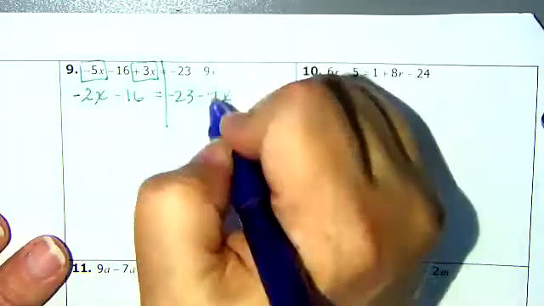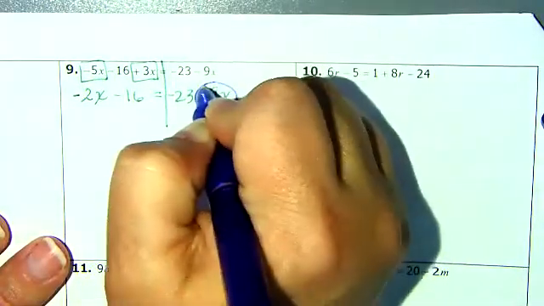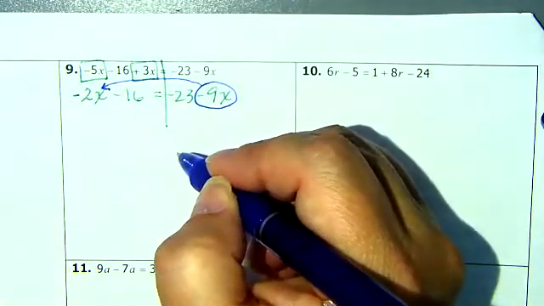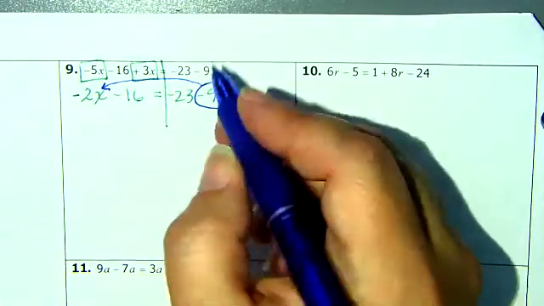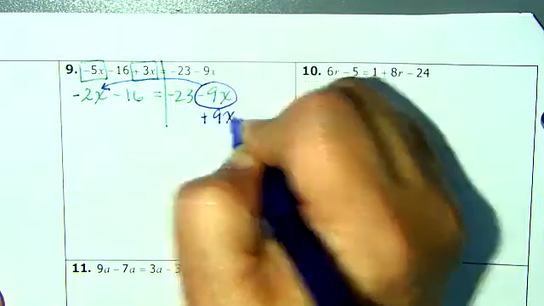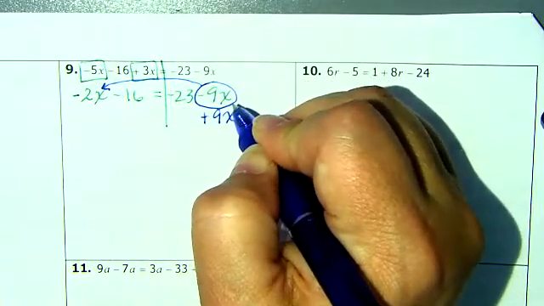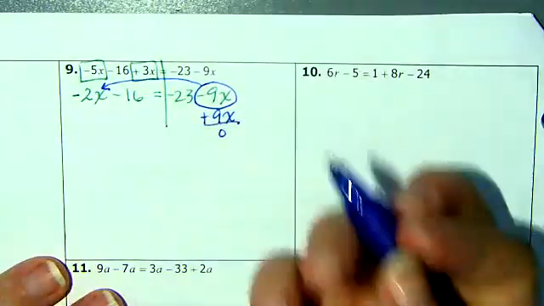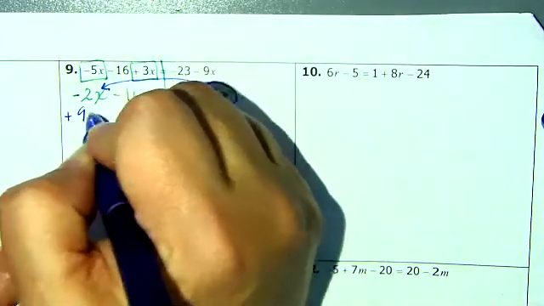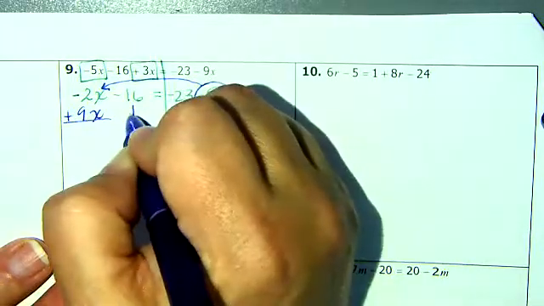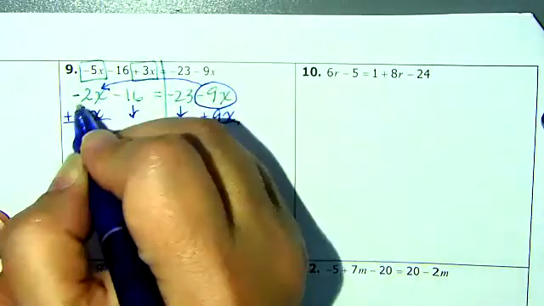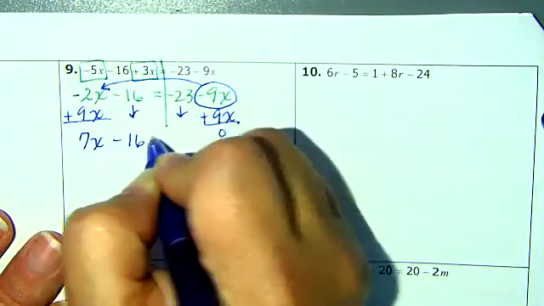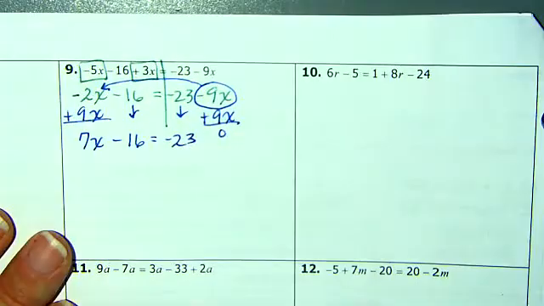I like to move them to the left, so I'm going to take this negative 9x and I am moving it over here. Again, it's the equation wall, so I have to do the opposite. That's a subtracting 9x, so I'm going to add 9x, or I think of that as a negative 9x. And what do I have to do to negative 9x to get to 0? Add positive. So we have a positive 9x. So I'm going to add 9x to both sides, and I bring everything else down. They're doing battle. The positives are winning. So this is a 7x minus 16 equals negative 23.